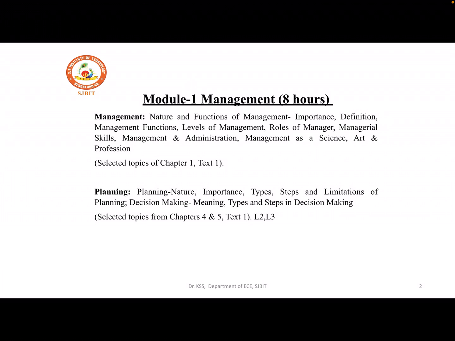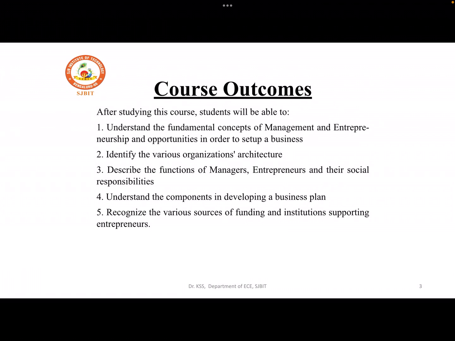Decision making: you need to take the right decision at the right time. If you take a wrong decision at the right time, or a right decision at the wrong time, definitely you will not be successful. So decision making is an important stage in management. Here in this module, we will discuss the meaning of decision making, and types and steps in decision making.